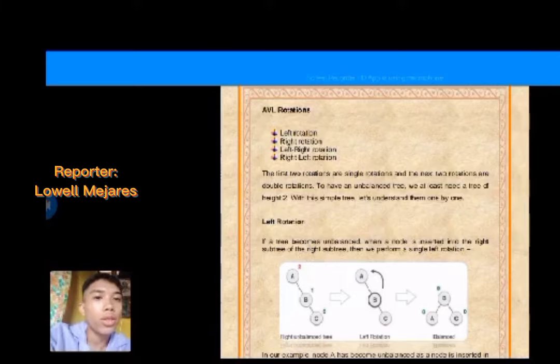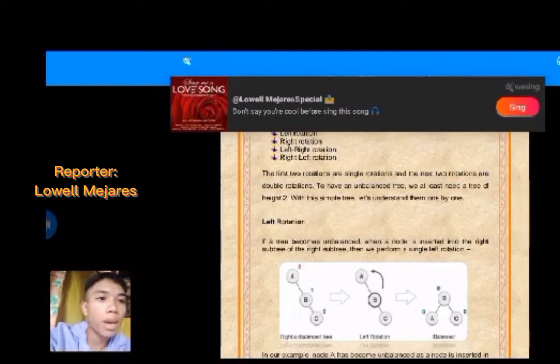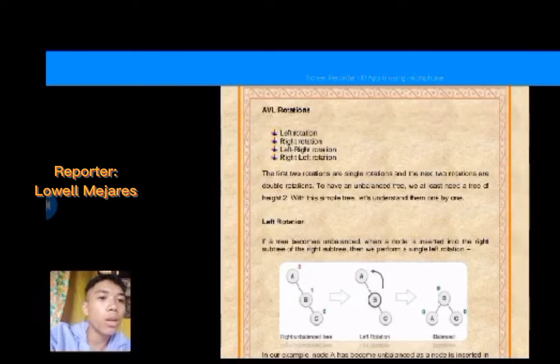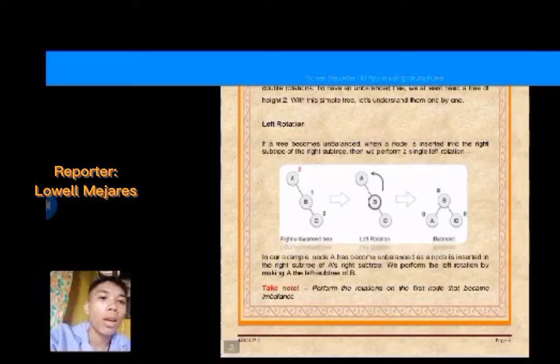Left rotation. If a tree becomes unbalanced when a node is inserted into the right subtree of the right subtree, then we perform a single left rotation. In our example, node A has become unbalanced as a node is inserted in the right subtree of A's right subtree. We perform the left rotation by making A the left subtree of B.